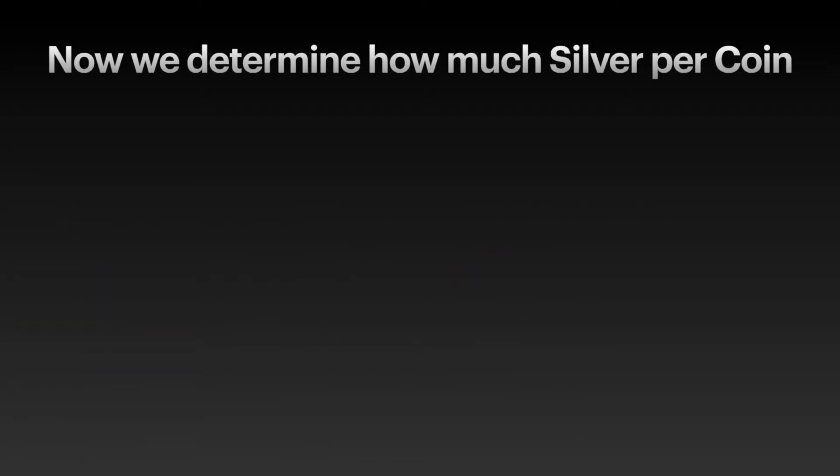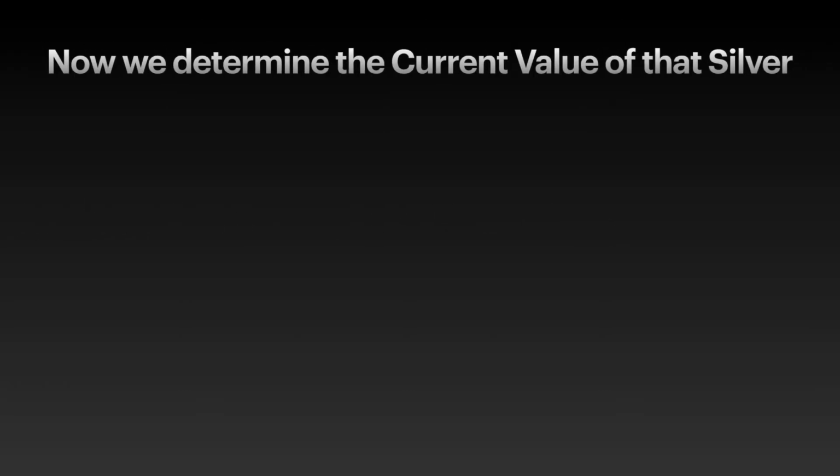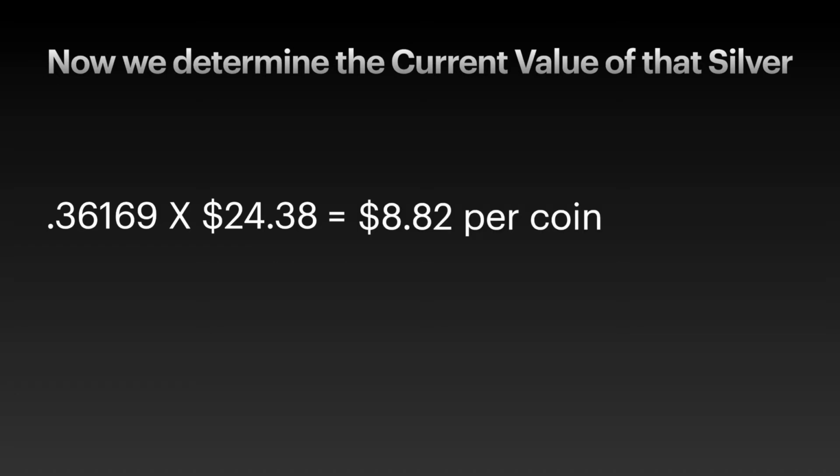So then from there, we want to figure out how much silver is actually in that coin. So we have our 0.40188 troy ounces, and we multiply that by 90% because this is a 90% silver coin, and we land at 0.36169 troy ounces of actual silver in that coin. And from there, we can figure out how much US dollars worth of silver is in that coin. So at the spot price of $24.38, we multiply it by the 0.36, I'll call it 2 troy ounces, and we land at $8.82 per Benjamin Franklin half dollar.